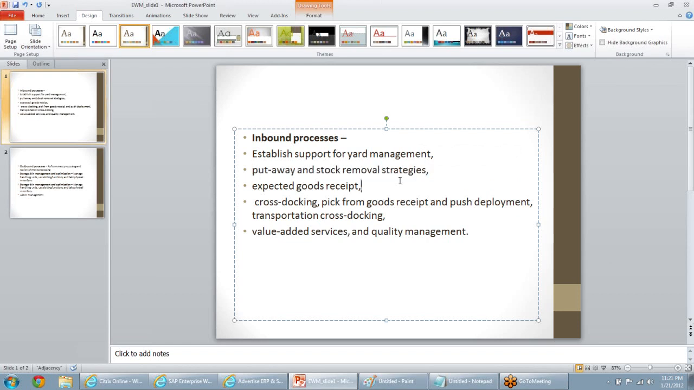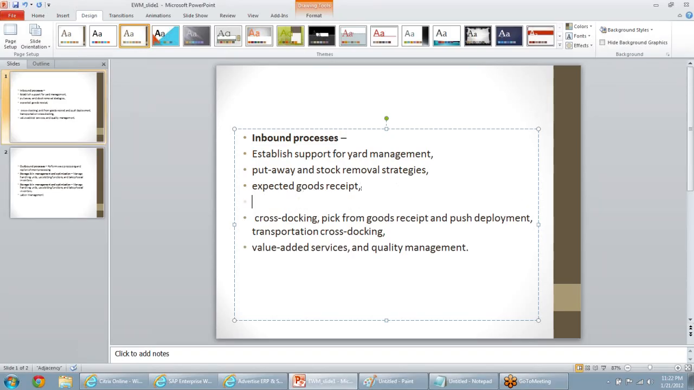So what does put away strategy actually mean? Suppose I get my bulk items, they should always go to a particular area in the warehouse, whereas small parts should go to another place, and hazardous goods have to go to different areas in my warehouse. So automatic routing has to happen as well. And apart from that, I should be able to maintain the expected goods receipt.